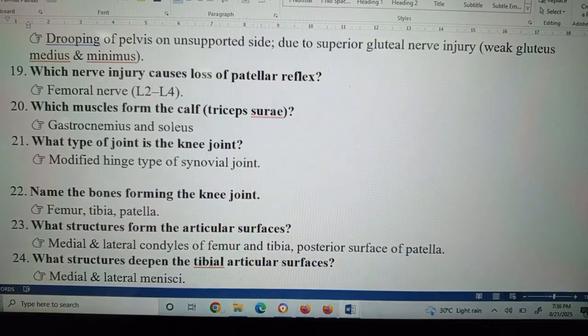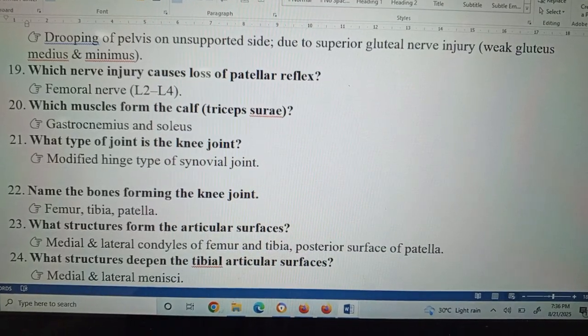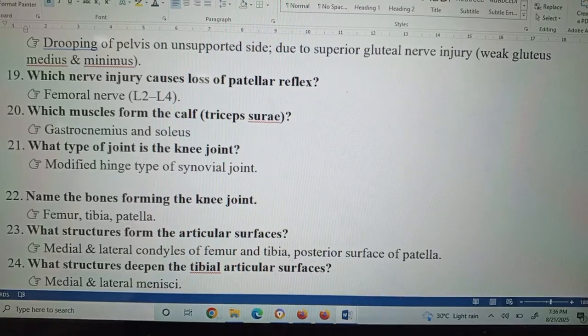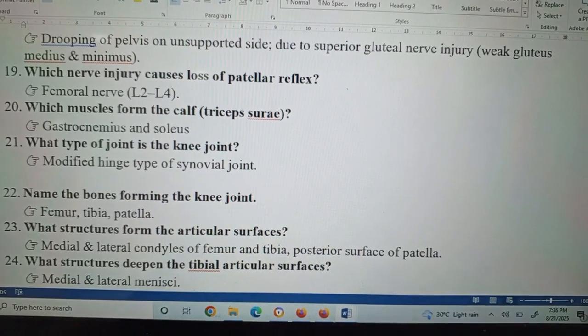What type of joint is the knee joint? It is a modified hinge type of synovial joint. Name the bones forming the knee joint: femur, tibia and patella.